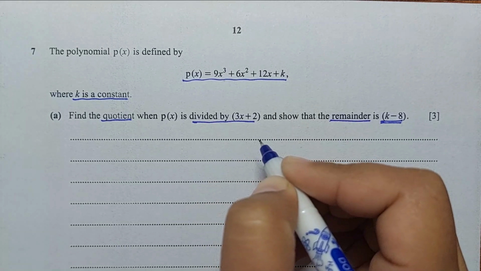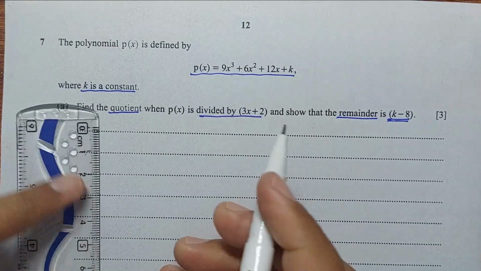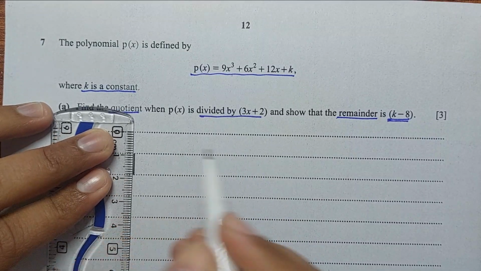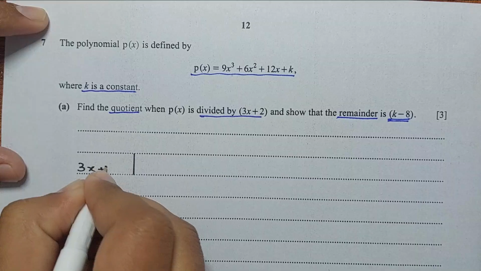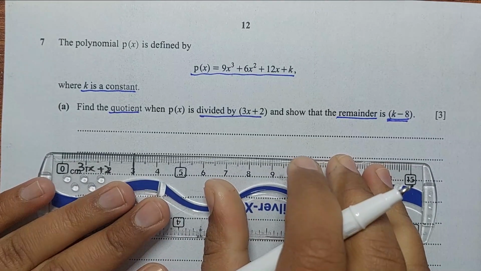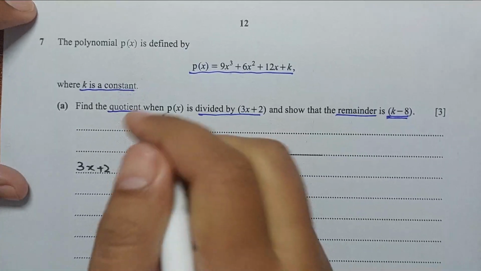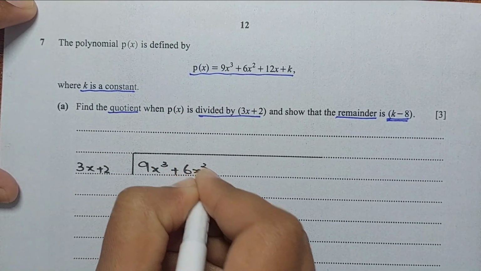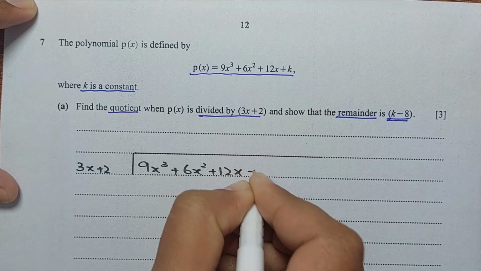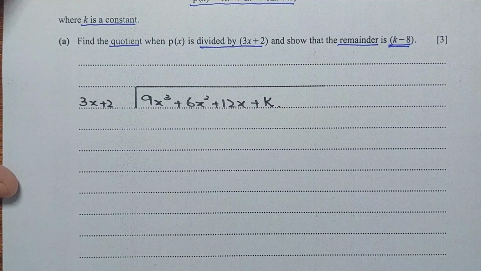Okay. Figure out the quotient. All right. So we need to find out the quotient. It is divided by 3x plus 2. The quotient we are going to write at the top, and the polynomial is 9x cube plus 6x square plus 12x plus some k. Remainder should be k minus 8, right?